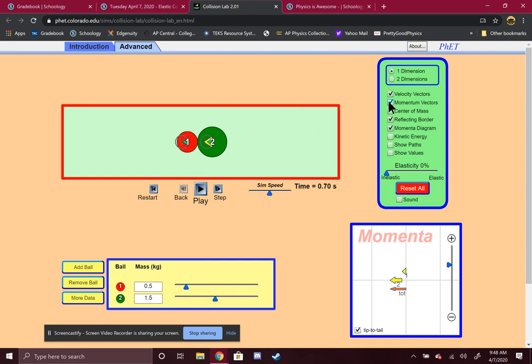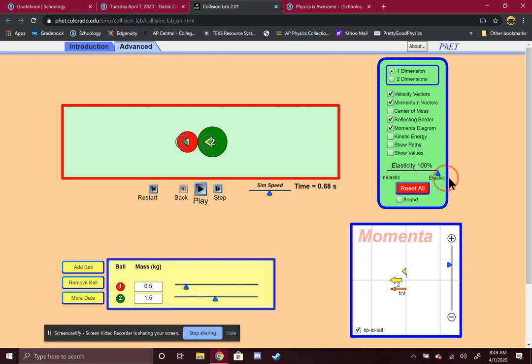Now, if we were looking at the momentum, same thing. They both decrease. One flips direction, two does not. But again, does the total momentum change? Hopefully you said no. Again, total momentum should stay constant. So hopefully that helps you understand how to work the PhET simulation.